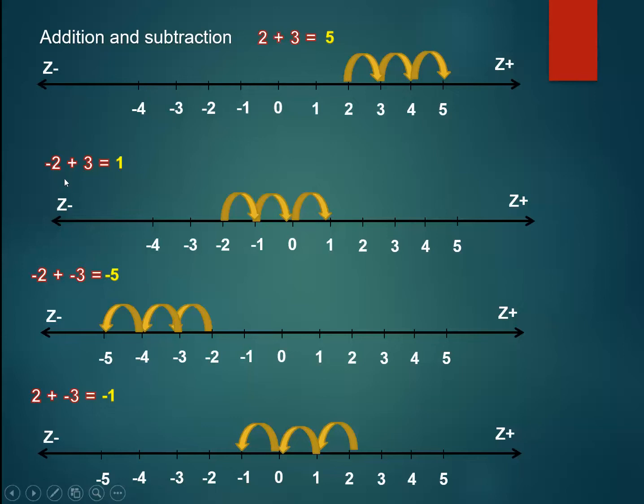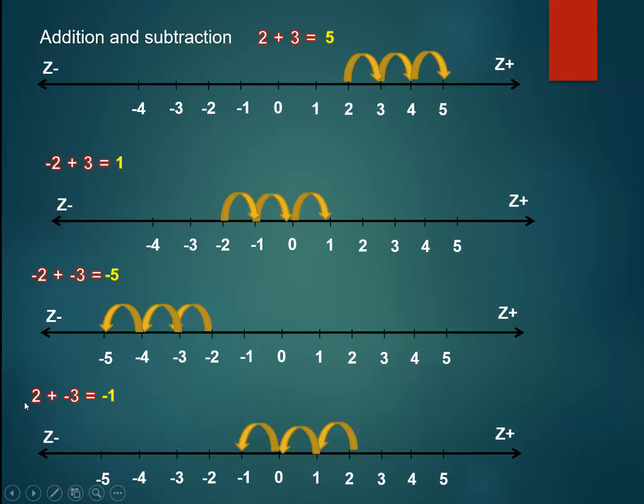Okay, what about different signs? Here we find that negative 2 plus 3 equals 1. Here we subtract: 3 minus 2 equals 1. And what is the sign? We take the sign of 3, which is positive. We take the sign of the biggest number, which is positive, and we don't write it. Here 2 plus negative 3 equals negative 1.